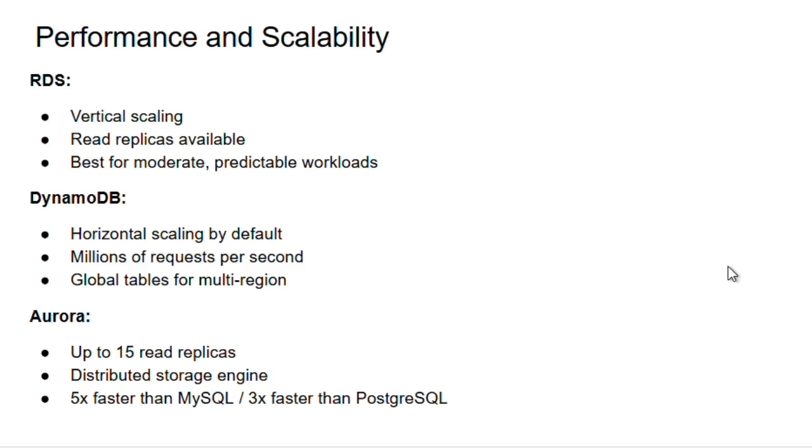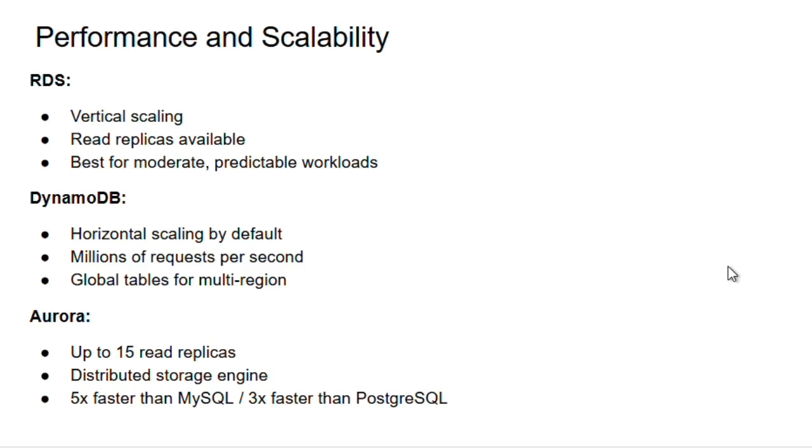Now let's discuss performance and scalability. Performance varies significantly among the three. RDS performs well but scales mostly by increasing instance size. So it's vertical scaling first, and then horizontal scaling using read replicas. DynamoDB is built for extreme scale. It automatically scales horizontally and can handle millions of requests per second with low latency.